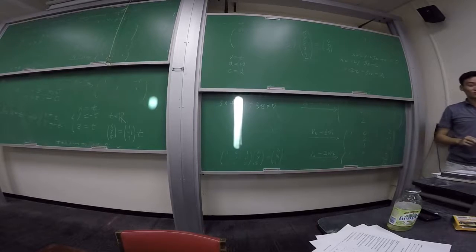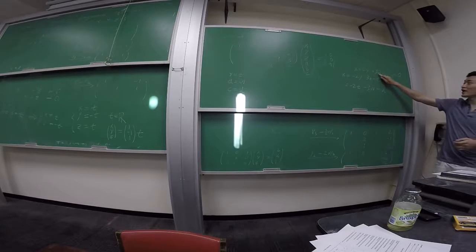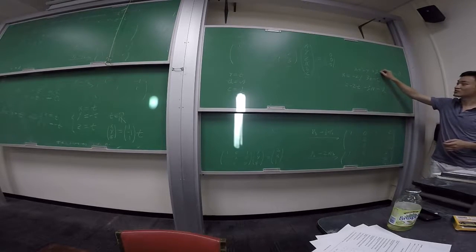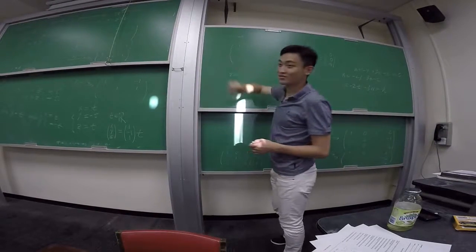How'd you get 3 equals C? C equals what? The x plus 2y plus 3a plus c equals 0. Yeah, x plus 2y plus 3a plus c equals 0. Why is that?